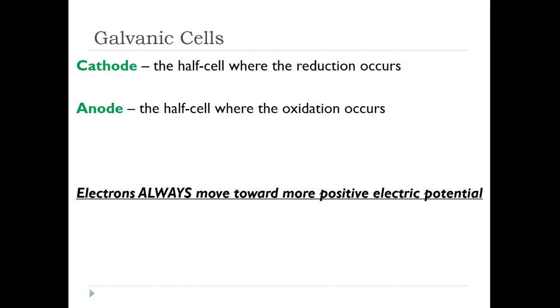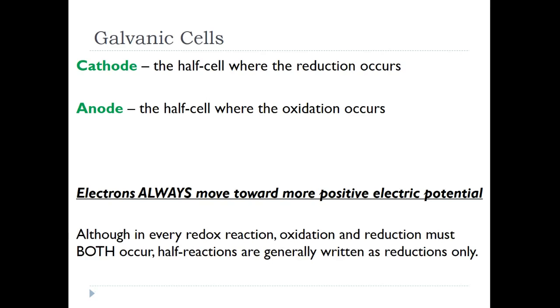So when we're looking at galvanic cells, which has to be a spontaneous redox reaction, the electrons are always going to move towards the most positive potential. Kind of like waterfalls, the water always goes from the top of the waterfall to the bottom. It doesn't ever go up spontaneously.